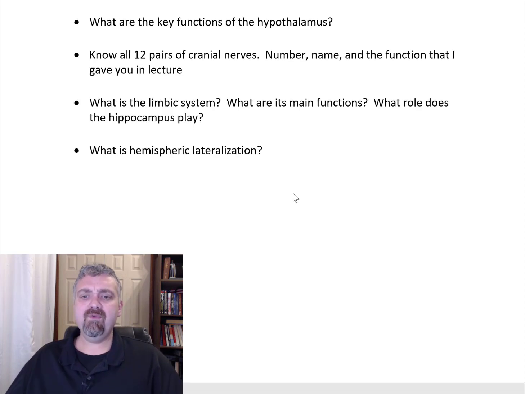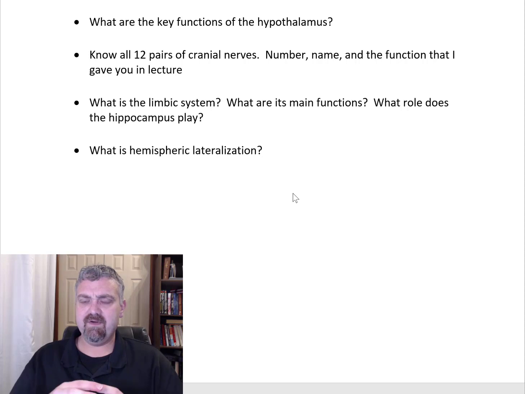All right, know all 12 pairs of cranial nerves: number, name, and the function I gave you in lecture. Number one, know the number with Roman numerals. It's important. If you don't know your Roman numerals, make sure you know at least 1 through 12, because when cranial nerves are talked about, they almost always use Roman numerals. I've never really seen where they don't. So if it's cranial nerve 3, you have to know that's an III. Know the number, the name, and the main function.